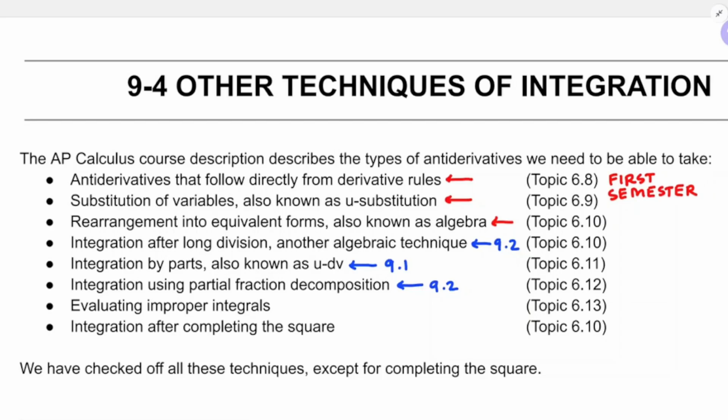Then after that, we did some improper integrals last time, and that was good. Helped us review our techniques, but also really focus on how we justified our answer. And then today we are going to integrate after completing the square. But it's kind of like, what does that even mean? That has got to be one of the more obscure topics in AP Calculus.